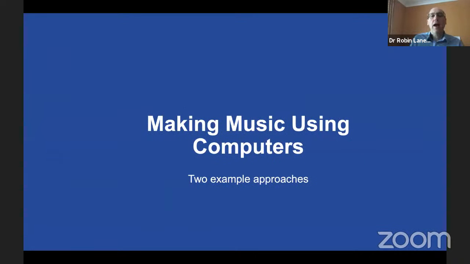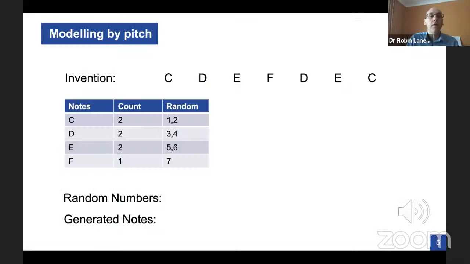Okay, so what I want to do now is think about how we can make music using computers. I'm going to look at 2 approaches, and in each approach, I want to see if we can learn from Bach. So we're going to take the start of the invention, and short sections of music like this, we're going to refer to in this talk as phrases. So we've got a short phrase here of notes.